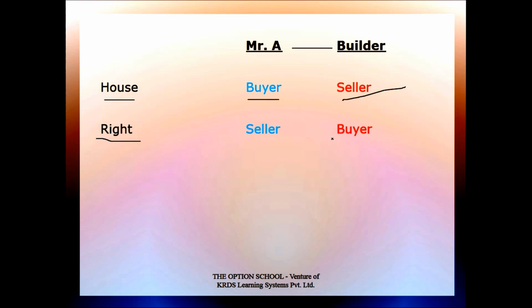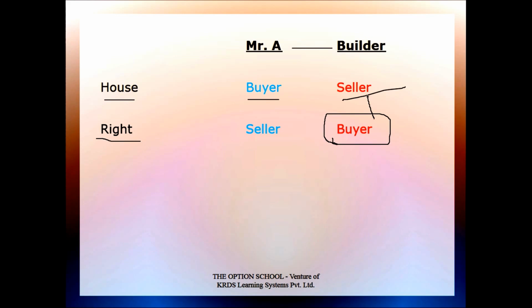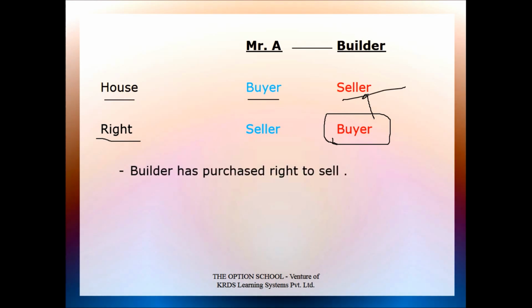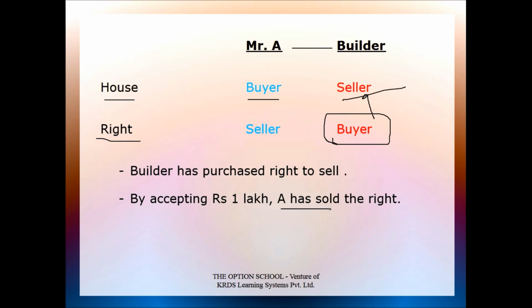So since the builder has made the payment, the builder is a buyer of the right. The builder is the buyer of the right, and what right will he buy? Because he is the seller of the property, he has purchased a right to sell. So the builder has purchased a right to sell the property to Mr. A for 50 lakhs. He has purchased this right by making a payment of 1 lakh rupees. And by accepting rupees 1 lakh, A has sold the right. In any transaction, there has to be one buyer and one seller. A has accepted that and sold that right: okay, I am accepting this 1 lakh rupees, I will come to you and buy this property for 50 lakhs.